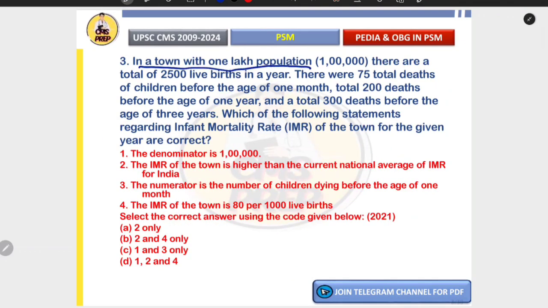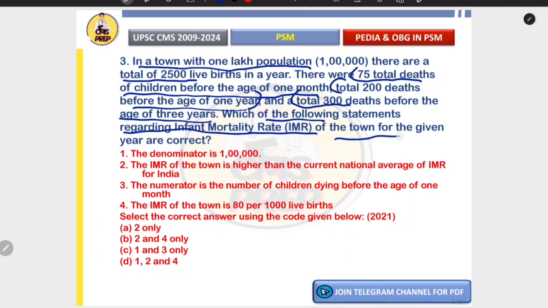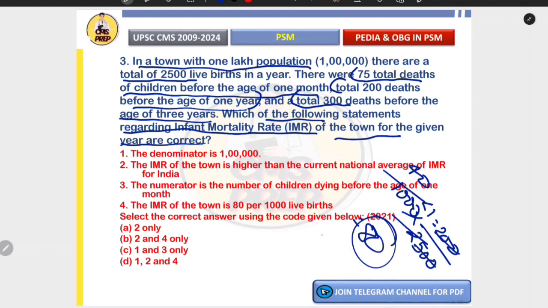In a town with 1 lakh population, there are a total of 2500 live births in a year. There were 75 total deaths of children before the age of 1 month, total 200 deaths before the age of 1 year, and total 300 deaths before the age of 3 years. Which of the following statements regarding infant mortality rate of the town for the given year is correct? So first let us calculate infant mortality rate. Infant deaths under 1 year is 200 and the total live births were 2500, multiplied by 1000, so it comes out to be 80. So the infant mortality rate is 80 per 1000 live births.